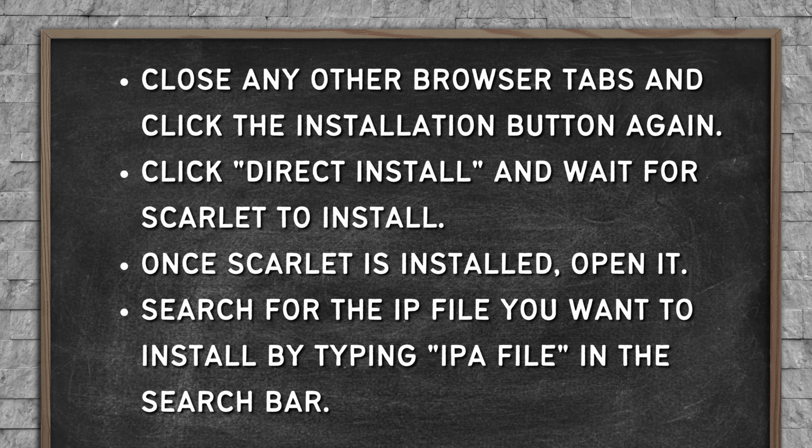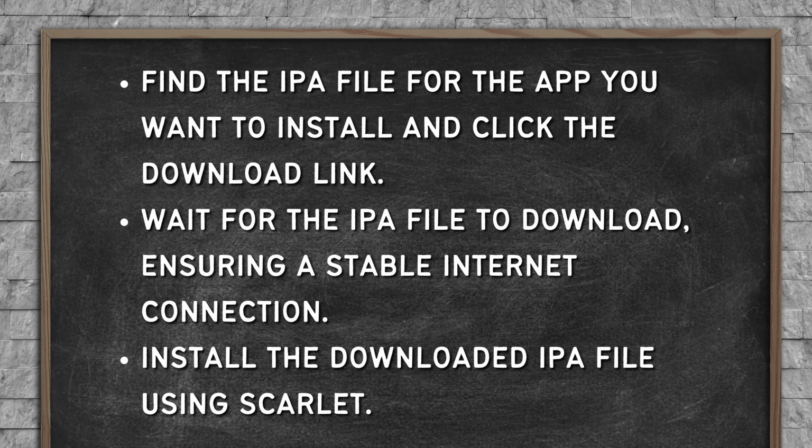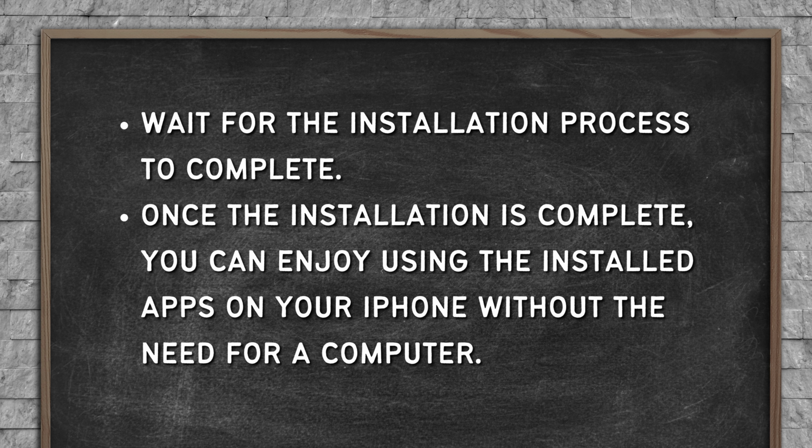Once Scarlet is installed, open it. Search for the IPA file you want to install by typing IPA file in the search bar. Find the IPA file for the app you want to install and click the download link. Wait for the IPA file to download, ensuring a stable internet connection. Install the downloaded IPA file using Scarlet. Wait for the installation process to complete.